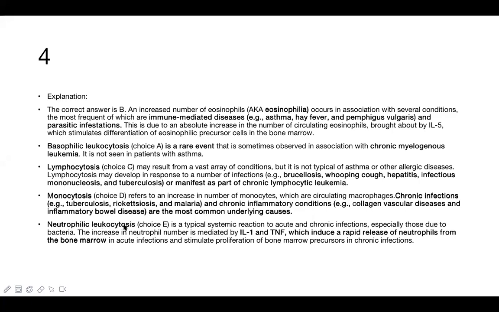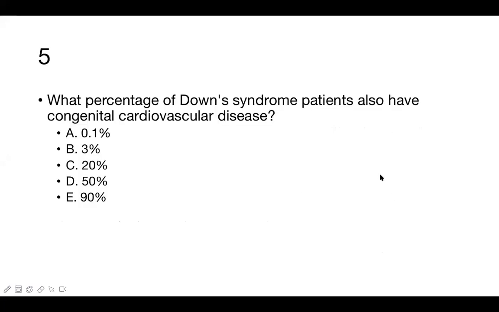If neutrophilic leukocytosis or neutrophilia is there, you think about acute bacterial infection. And the reason is a large number of neutrophils are released from the bone marrow with the effect of interleukin-1 and tumor necrosis factor. Though we know most of these things before, it is good to revise these things time and again. Fine, let's go to number 5.